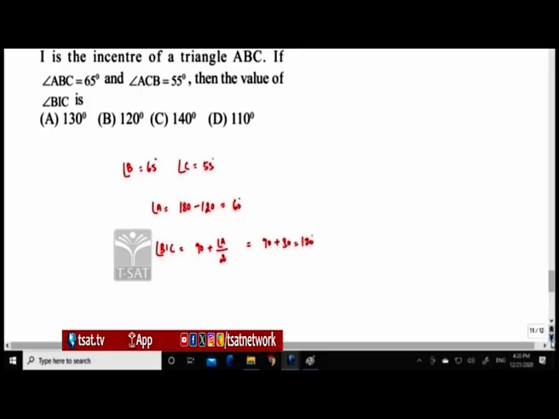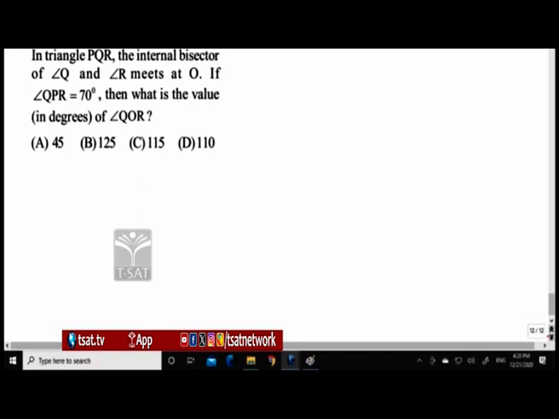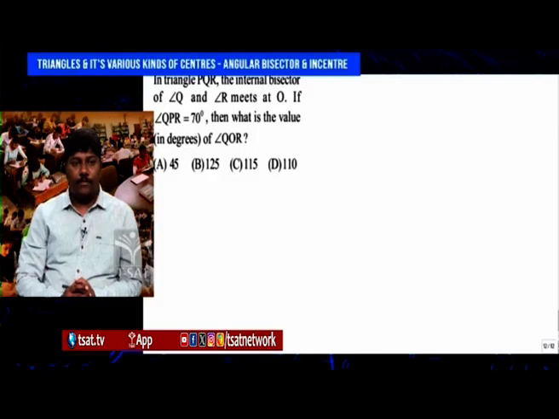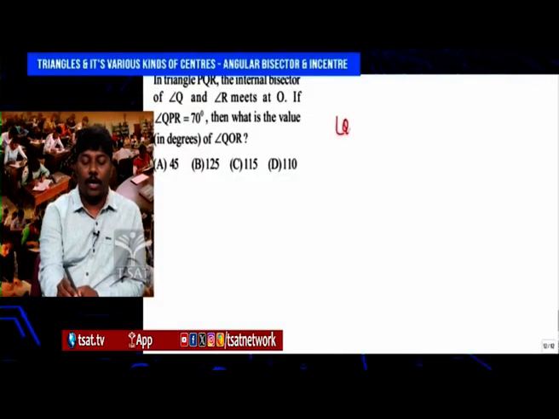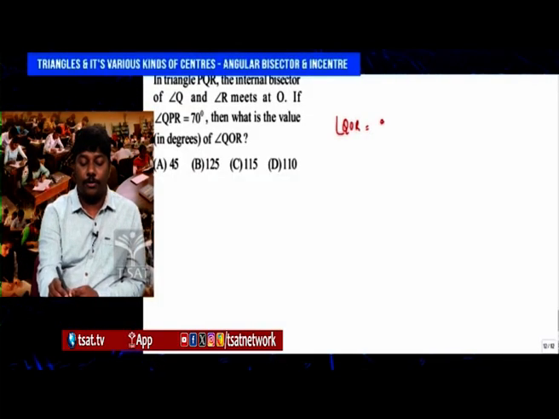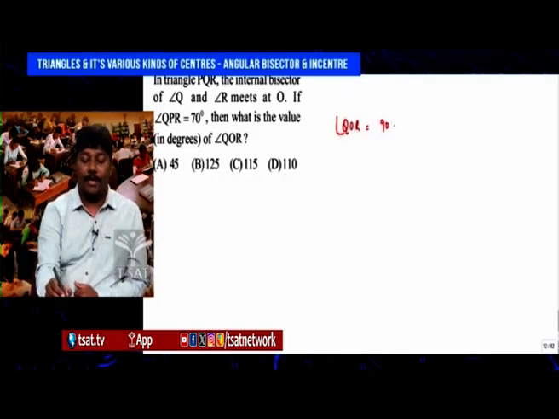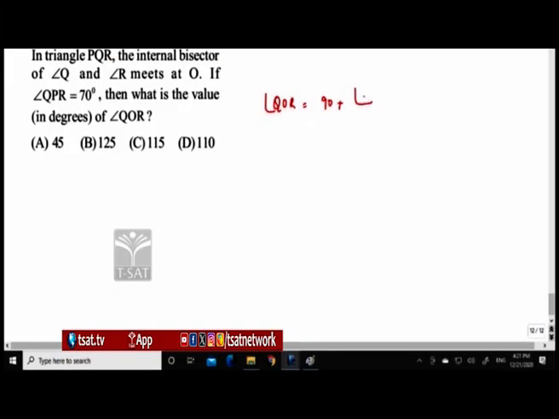Look at the next question. In triangle PQR, the internal bisectors of Q and R meet at O. If angle QPR is equal to 70, then what is the value of QOR? We know when two internal angular bisectors meet, QOR is 90 plus angle P/2. Instead of P we are taking QPR. So, it is 90 plus 70/2, which is 35. 90 plus 35 is 125 degrees.